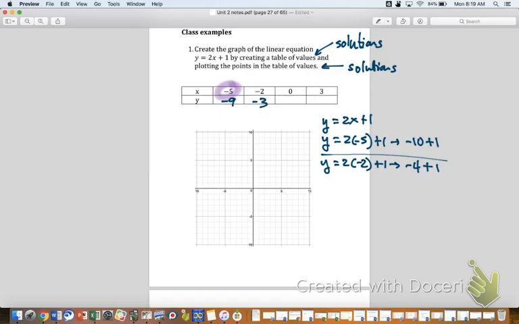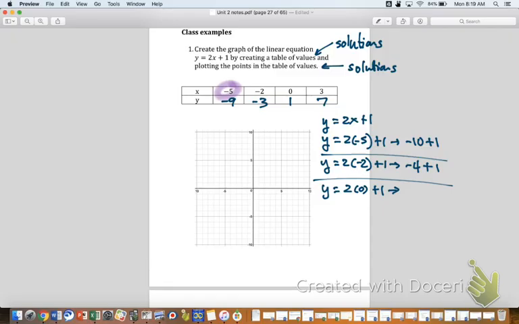What's the next number I'm going to plug in? 0. All right. So it'd be y equals 2 times 0 plus 1. Following order of operations, what do I get? 1. If you haven't already tried it, please try to figure out the final output. If the input is 3, what is the output? Completing our table of solutions. Okay, guys, just shout it out. What do you think it is? 7 is right.